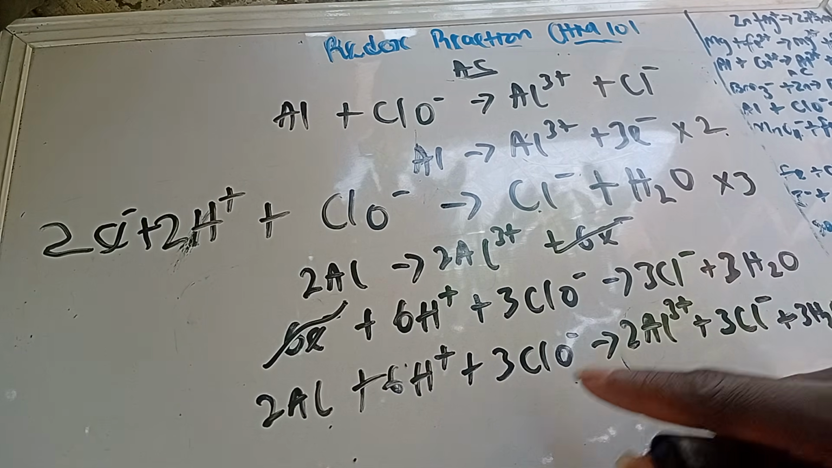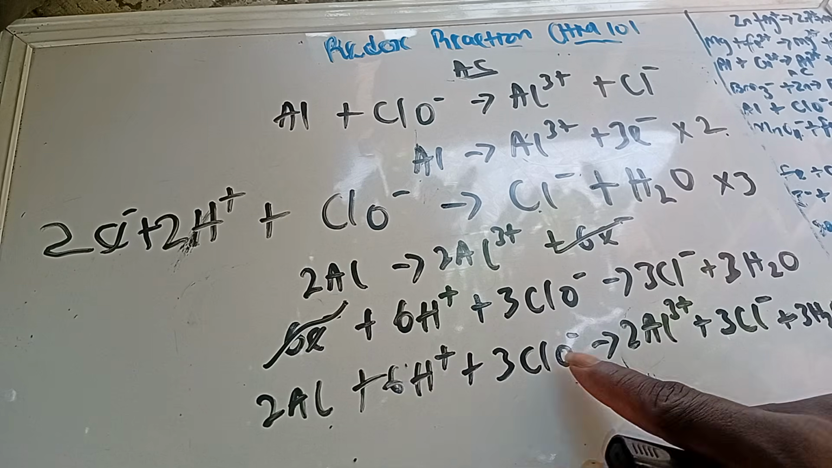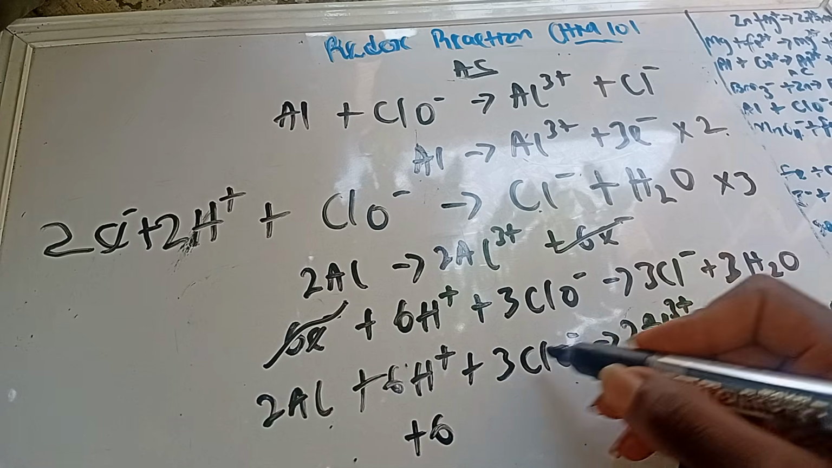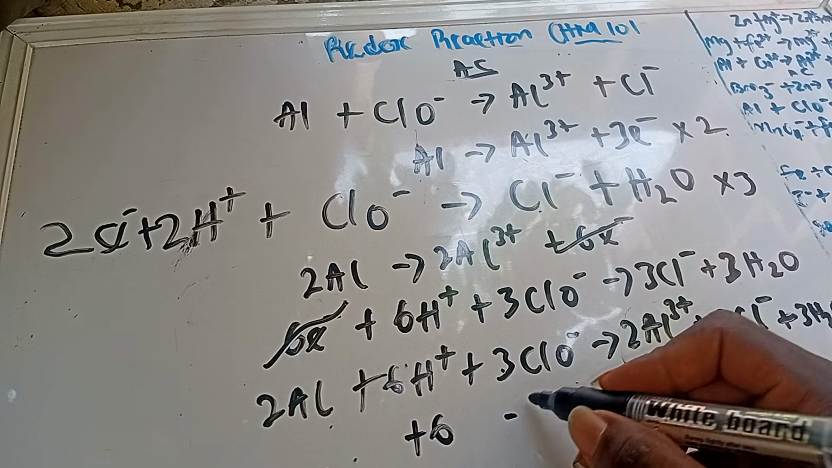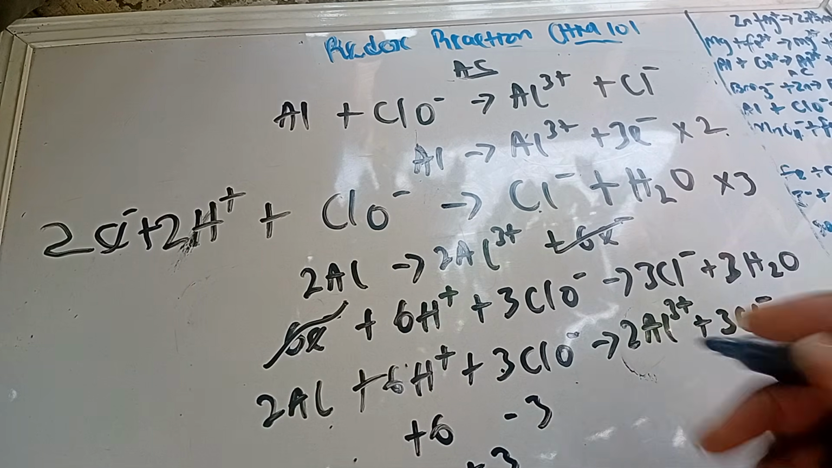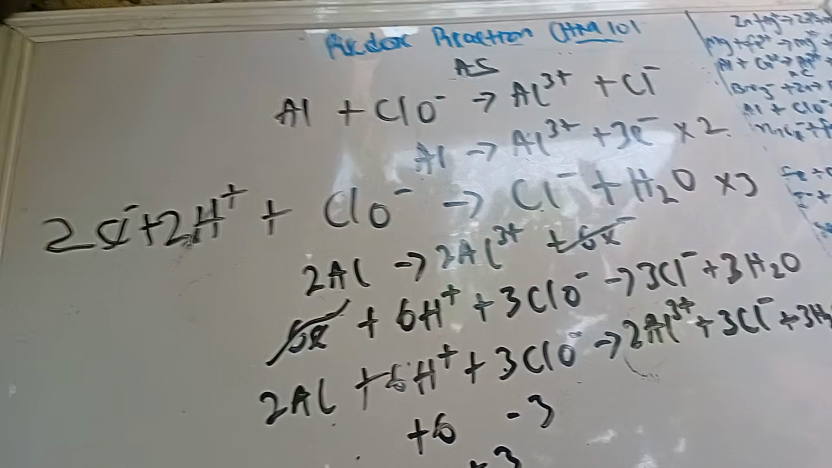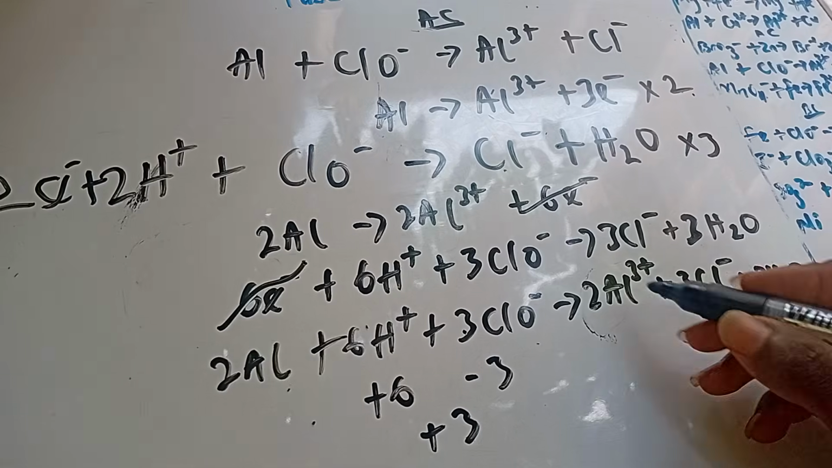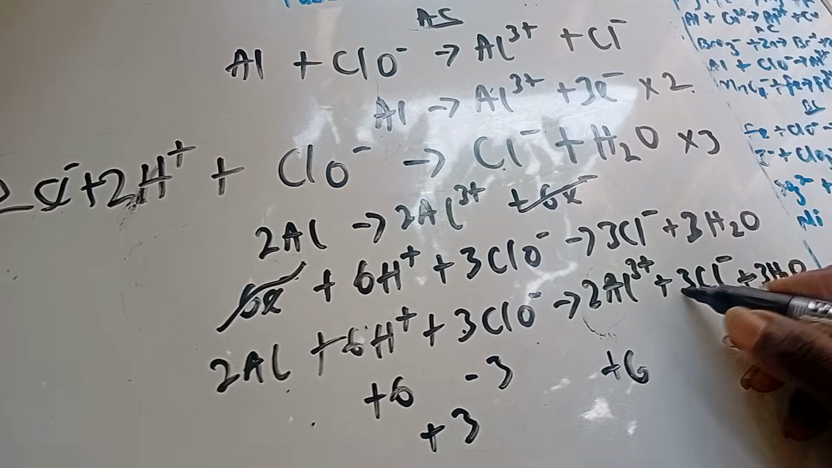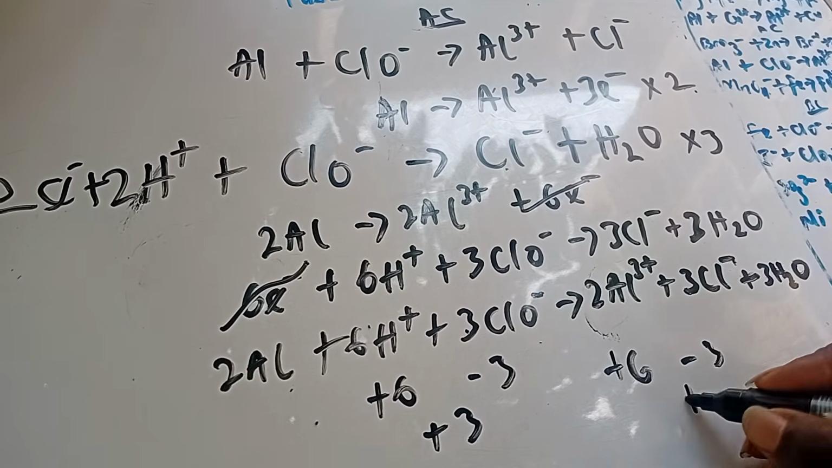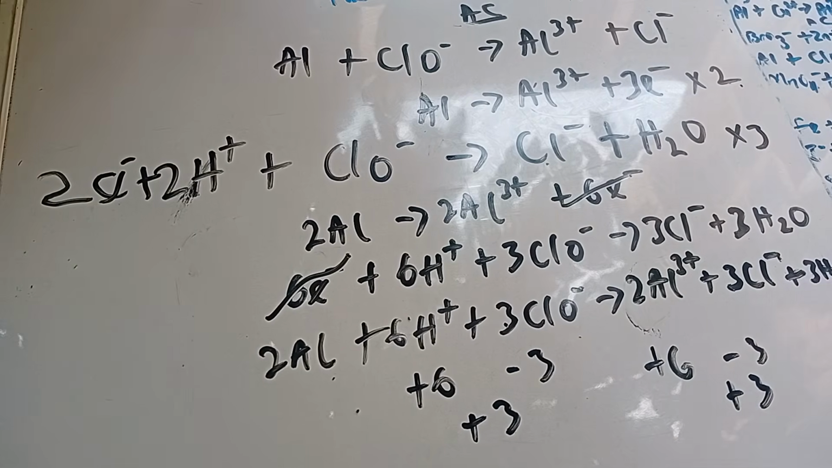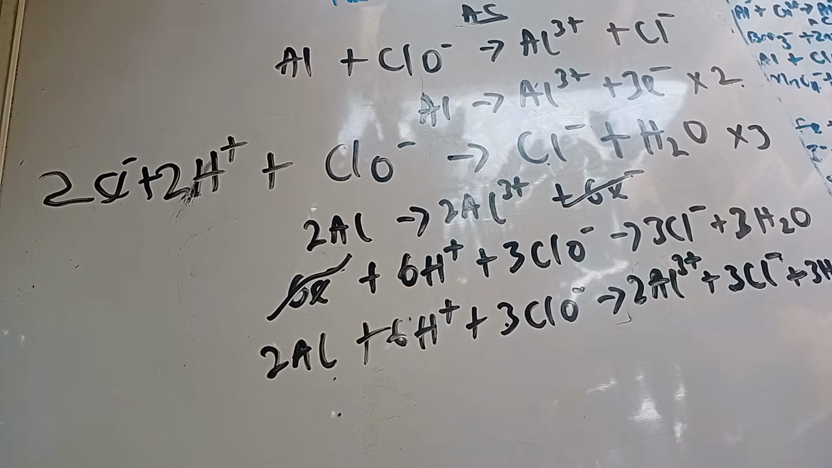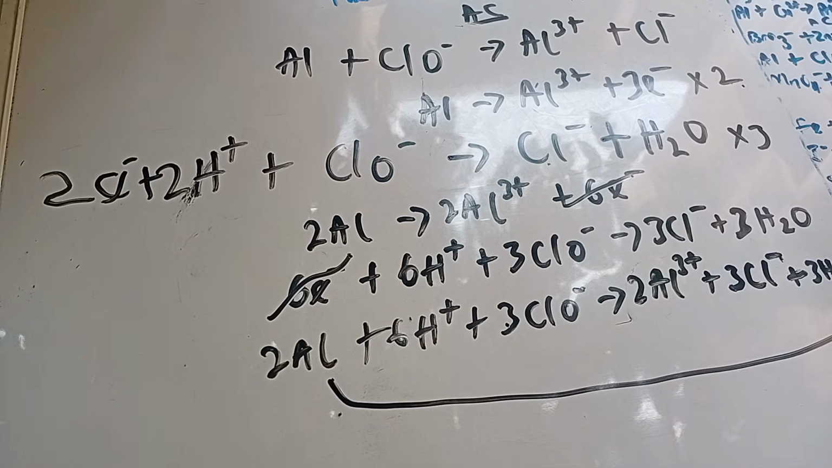Now let's check the charge. Now for the charges here, we have 6 times plus 1. Here we have plus 6. 3 times minus 1, we have minus 3. So here we have plus 3 in total. But for the right side, 2 times 3, we have plus 6. 3 times minus 1, we have minus 3. We also have what? Plus 3 in total. So both charges and the atoms are balanced. So this is our balanced reaction, balanced equation.